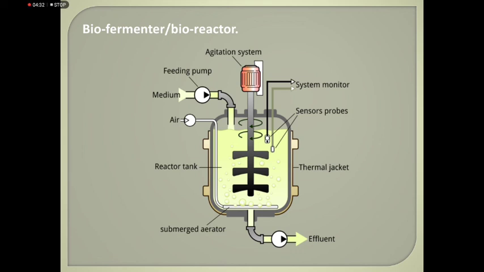Then thermal jackets. Due to the bacterial metabolic activities, there is a chance of a rise in temperature. So in order to overcome these difficulties, thermal jackets are provided. Then the effluents can be removed using an effluent controller. This is a kind of biofermenter, also known as a bioreactor.